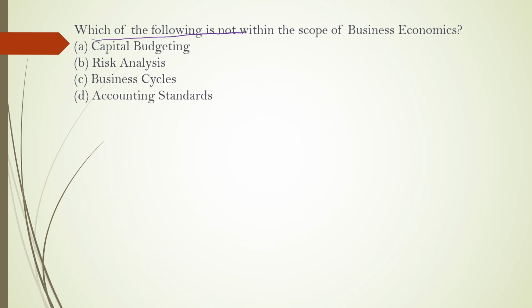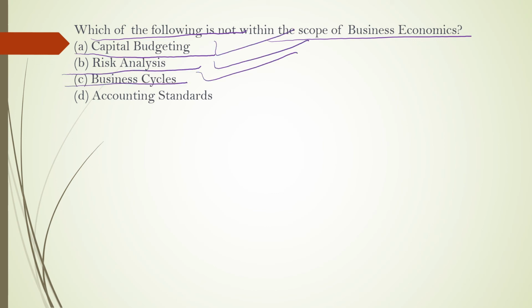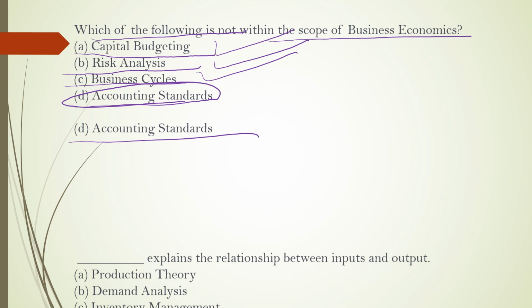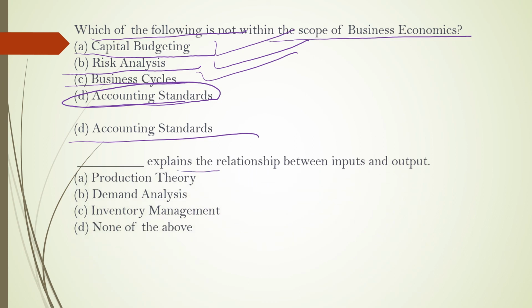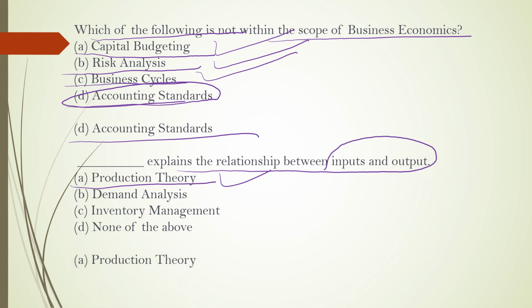Which of the following is not within the scope of business economics? Capital budgeting, it is there. Risk analysis, there. Business cycle, of course we discuss. Accounting standard is not within the scope of business economics. Blank explains the relationship between input and output; that is production theory. Of course, production is nothing but a transformation of input into output. So the right answer is production theory.